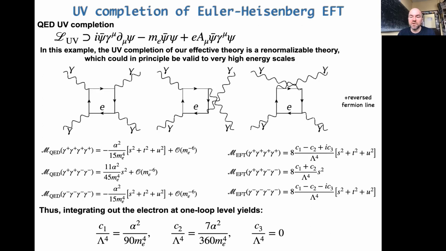So the lesson here is that these dimension 8 operators describe real effects that happen in QED due to exchange of an electron loop between different photons. So the virtual electrons lead to effective interactions between the 4 photons that you can capture in this effective field theory.